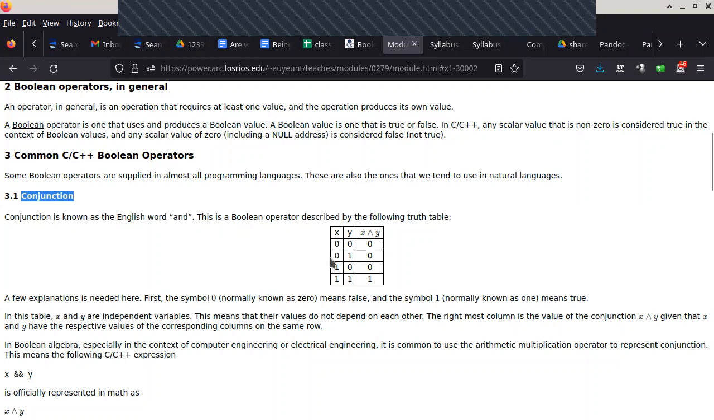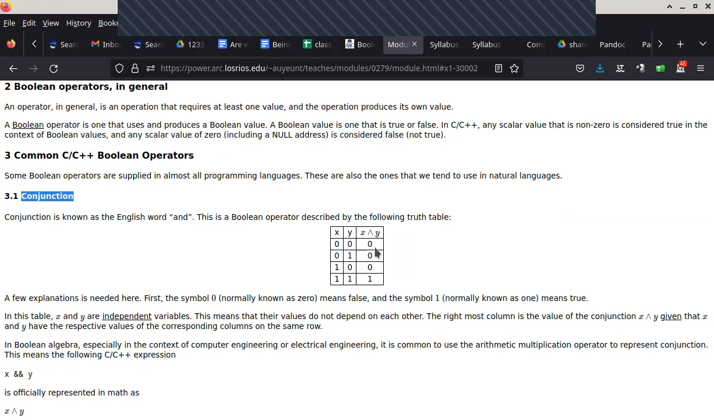Okay, so the two columns X and Y are representing the independent variables. And then the third column is representing the value of, okay, given that X is false, Y is false, what is X and Y? So X and Y is going to be false when X and Y are both false. So each row is basically looking at a very specific case of if X has this value, Y has this value, then what is the value of the expression? In this case, it is X and Y. So is that okay, or do we have any other questions about how to read a truth table?